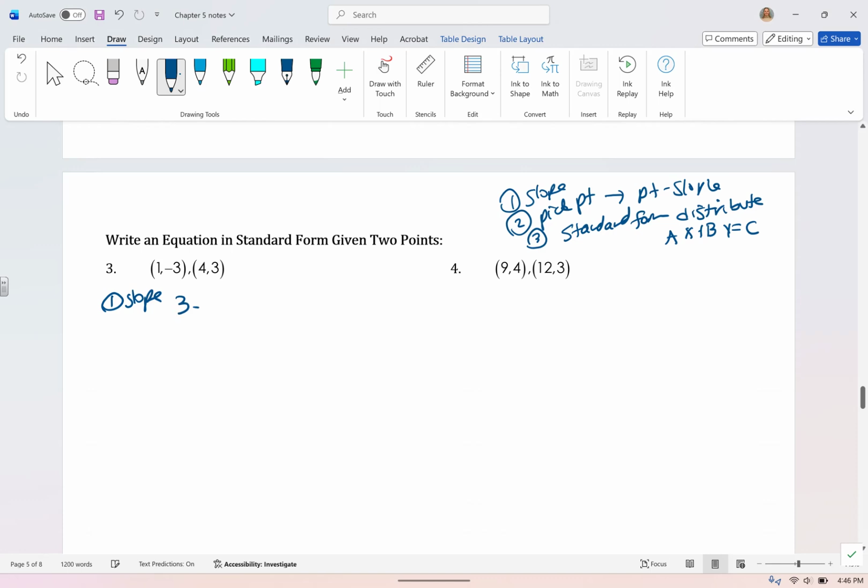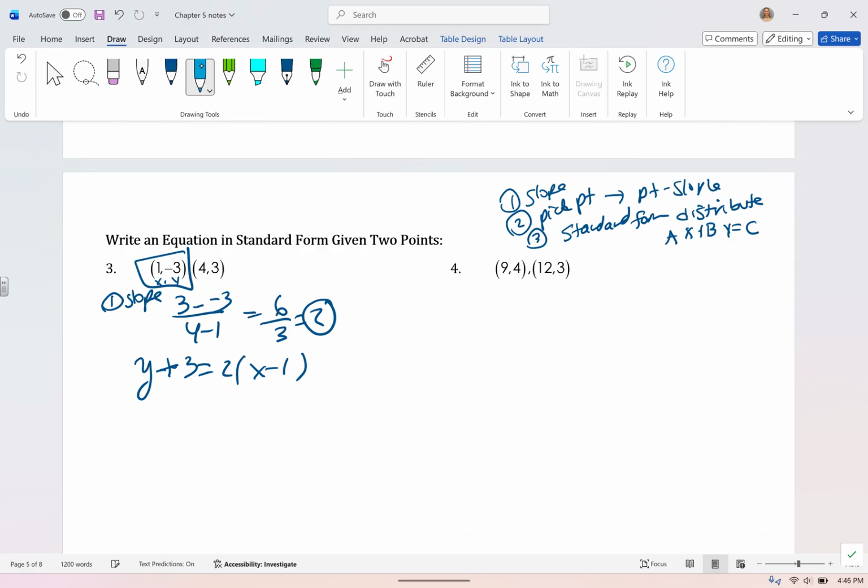Okay, so 3 minus a -3 over 4 minus 1, 6 over 3, which is 2. So my slope is 2. Pick a point. I'm going to do the first one. Call it x1 and y1. Y minus a -3 equals 2, x minus 1. And minus a negative becomes plus a positive. So we have it in point slope formula.